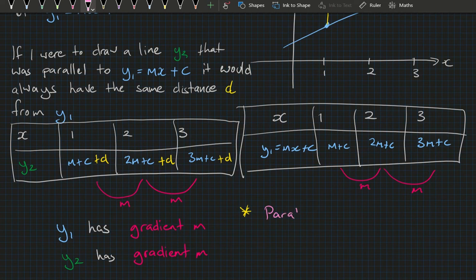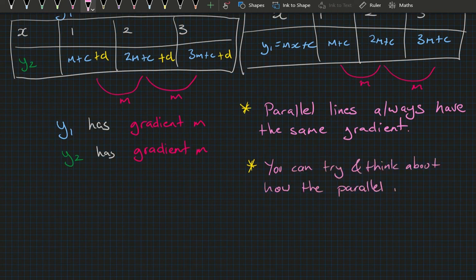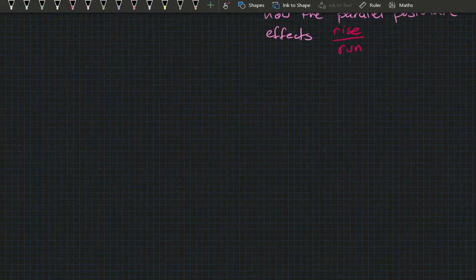So we now know that parallel lines will always have the same gradient. I'll leave it up to you to think about how the parallel postulate affects rise over run, or in other words, the gradient. I don't think I'm going over the top to remind you that parallel lines always have the same gradient. So you need to remember that, you need to write that down, and I'll write that down again later on in this exercise. All right, let's move on to perpendicular lines.